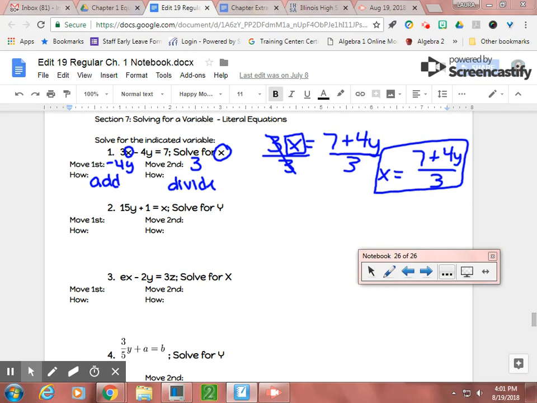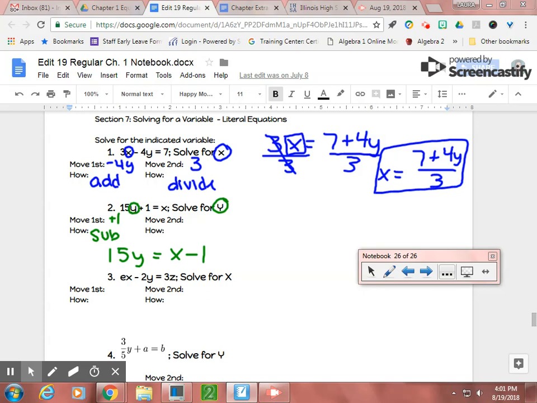So our next one, solving for y. So circle your y. So the first thing you need to move is the plus 1. Well, if you're moving a plus 1, you want to subtract it to the other side. So now you have 15y equals x minus 1.